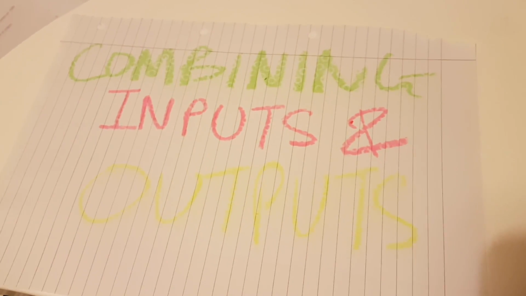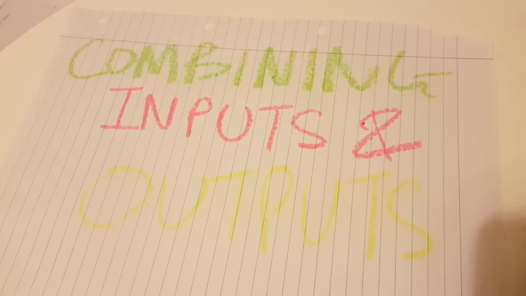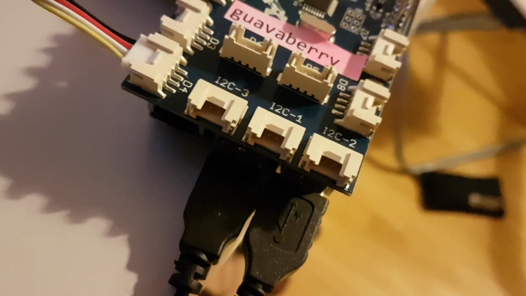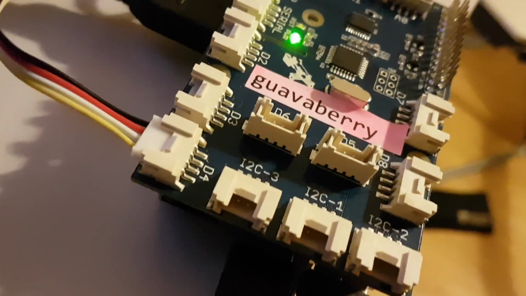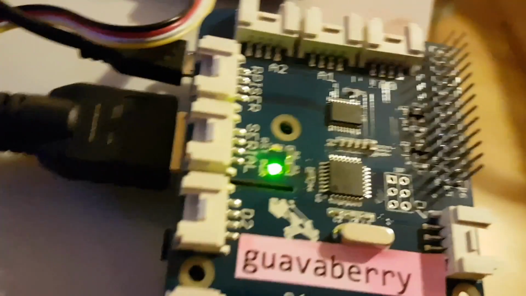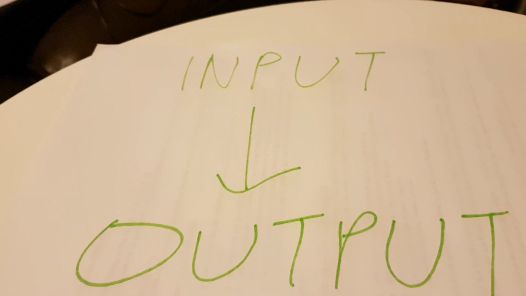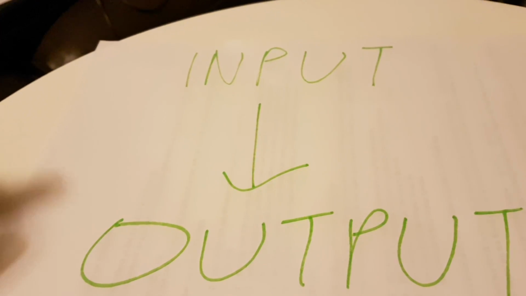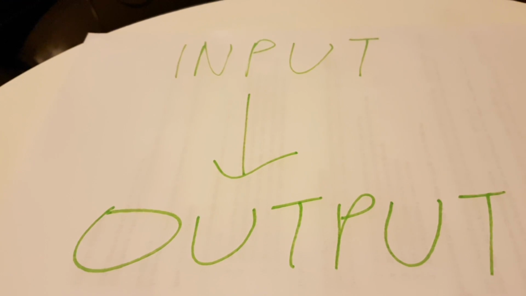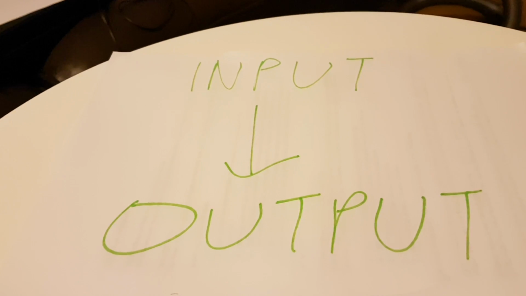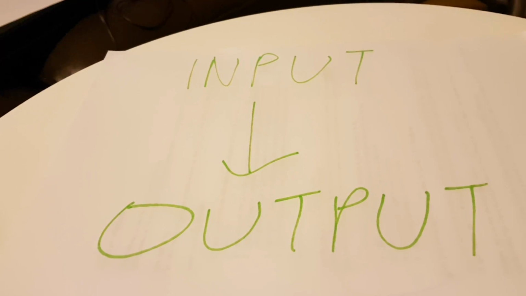In this video, we're going to look at how to combine inputs and outputs. On GrowthPy, we have pins that can be configured for input, where we measure their value, or output, where we control their value. So what we want to do is measure the value in one pin, the input, and use that to affect the value in another pin, which is the output.